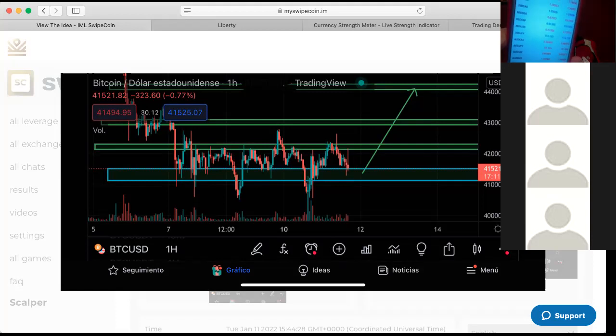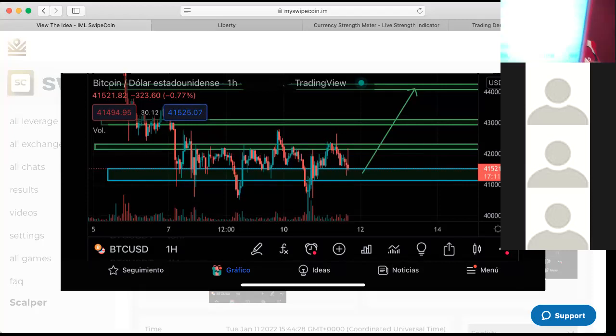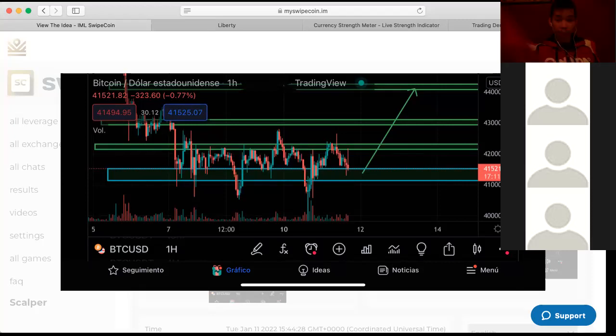Then all your pairs will show up, whether they're Forex pairs or crypto pairs. Then I would find the BTC USD, which is right here. I open that and you press trade. Then what I would do is in the stop loss, I would enter 41521. Obviously, I'm not going to take this trade today because this happened a long time ago, but I just wanted to do this for demonstration purposes.